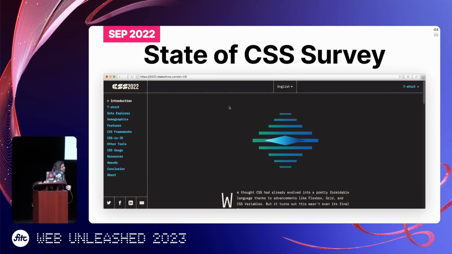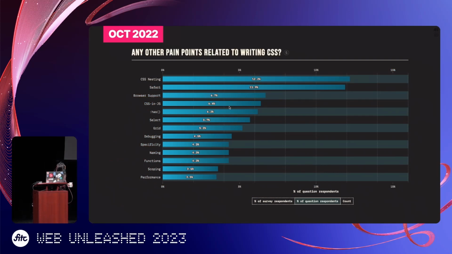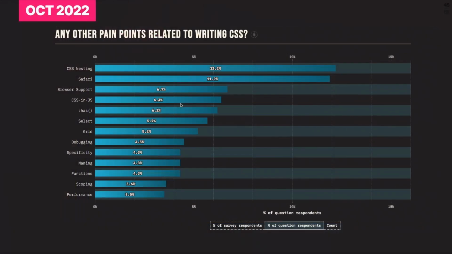And then the State of CSS 2022 came, which Google funded me to actually lead. And with that, there was a question about pain points. By the way, pain points questions are super important for browsers in these surveys. They really help prioritize what to implement. And CSS nesting was the biggest pain point in that question, by far. I mean, the second pain point is not even a feature. It's Safari, just Safari. The actual CSS feature that is next after CSS nesting is :has, with like 6.2% of respondents. So huge difference, right?